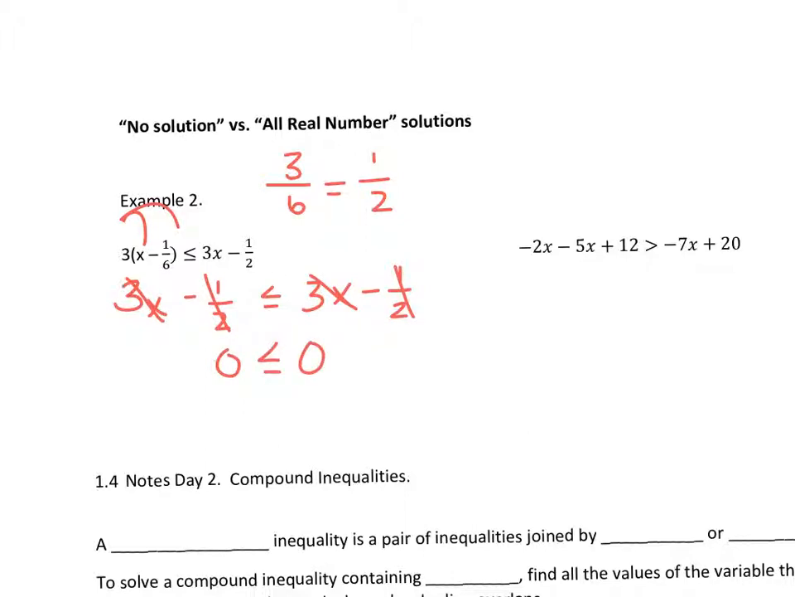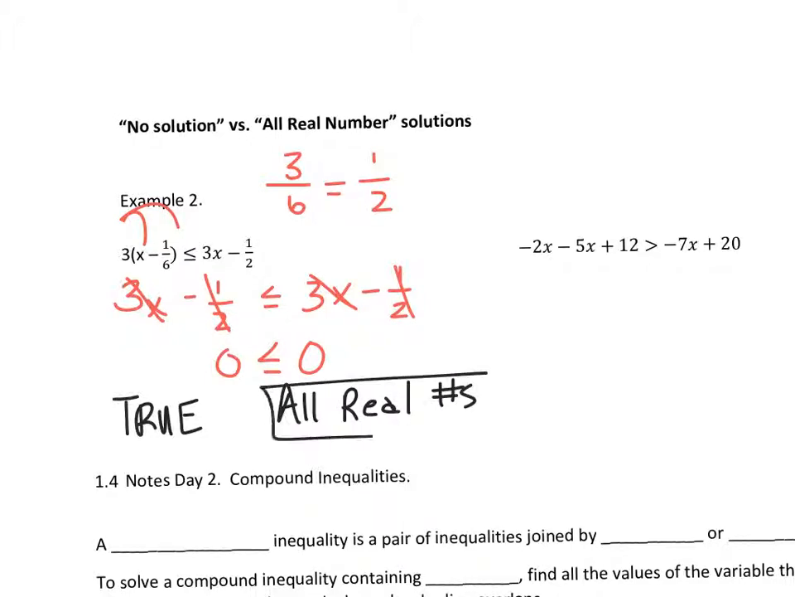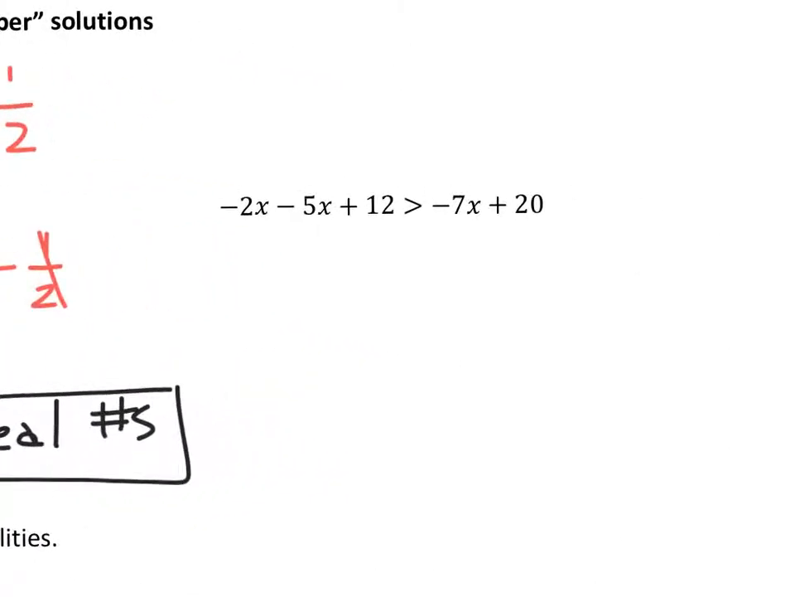So then you want to look at your statement at the end. Is 0 less than or equal to 0? Is that a true statement? It is a true statement. So if it's a true statement, that means the solution is going to be all real numbers. That means that you can plug in any number for x, and the left-hand side is going to be less than the right-hand side. So if it's true, it's all real numbers, and then we'll check this one here.